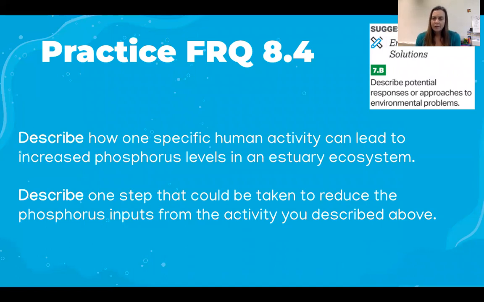All right, so our practice FRQ takes us back to water pollutants and makes it specific to our wetlands. So I want you to describe how one specific human activity can lead to increased phosphorus levels in an estuary ecosystem. So an estuary, a wetland. And I want you to describe one step that could be taken to reduce the amount of phosphorus that comes from the activity that you described in the first part.